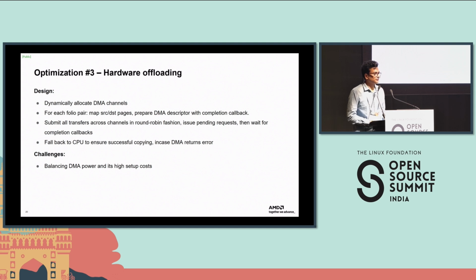If there is an error from DMA, if the hardware returns an error, we fall back to the CPU to ensure successful copying. But DMA comes with its own challenges, like high setup cost. So we need to find a sweet spot where the DMA setup costs are less than the benefit it gives.